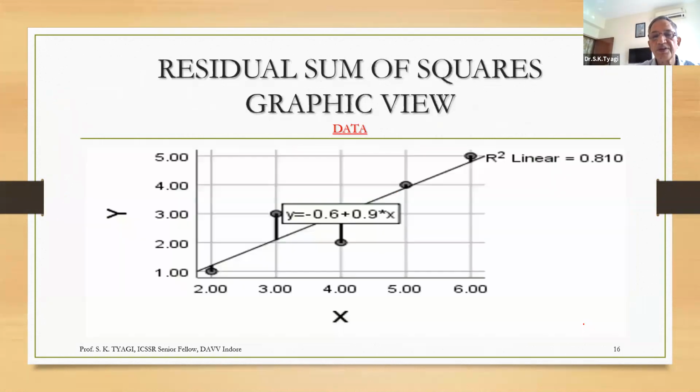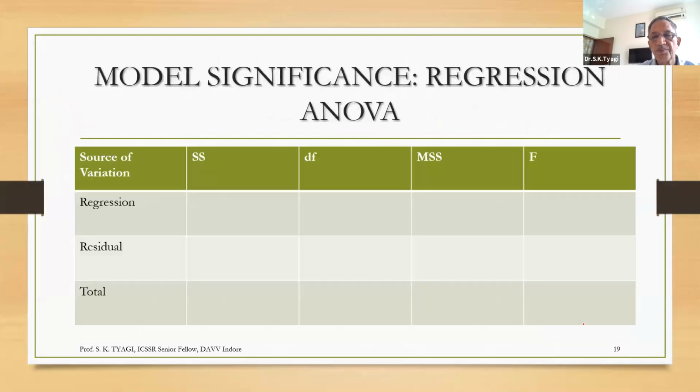Now take these values here. Okay, we come to this first. SS regression. What is SS regression? SS regression is 8.10. And SS residual is 1.90. Total is 10. Sum of these two is total 10.